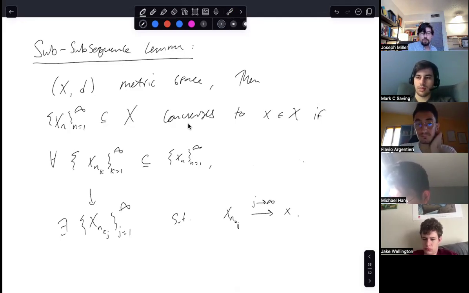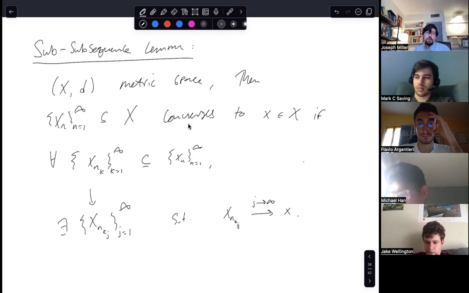So what this lemma says is that often for these types of subsequence problems, I can reduce to: you just give me an arbitrary subsequence and I show it converges. If they all converge to the same thing, then I show that it actually converges without taking a subsequence. Does that make sense? So I'm allowed to reduce to subsequences in many scenarios.